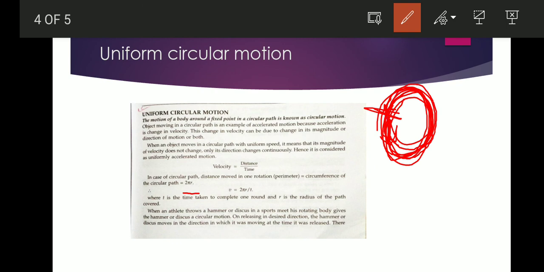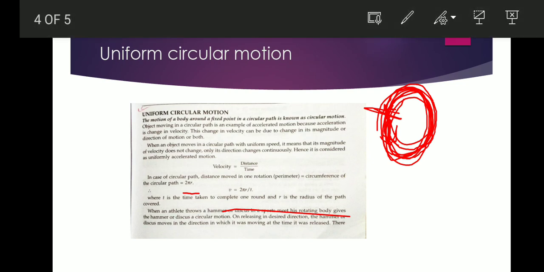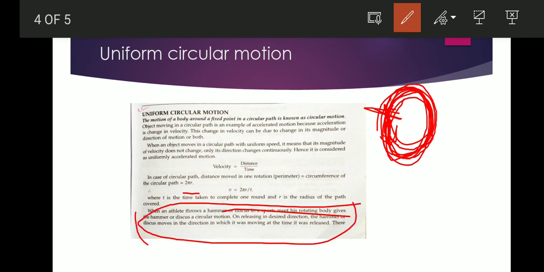Then, when an athlete throws a hammer or discus in a sports meet, his rotating body gives the hammer or discus a circular motion. On releasing in the desired direction, the hammer or discus moves in the direction in which it was moving at the time it was released. Okay, these are examples of circular motion.